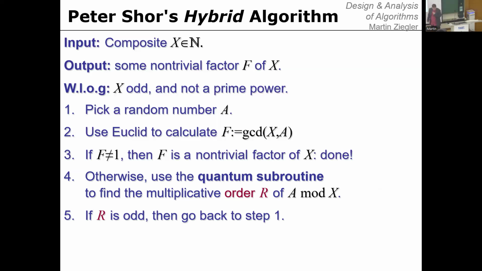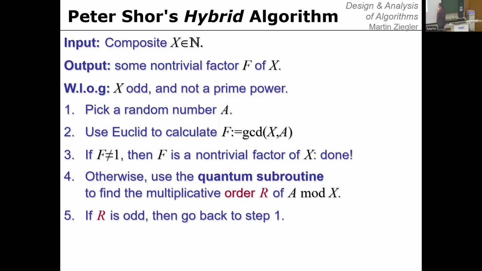There should be a formula explaining the order. It will come later. Okay. So if this order is odd, then we're out of luck and we go back to step 1 and pick another random number. That's bad luck because then we haven't found a non-trivial factor. And then there's some number theory and probability theory that says this won't happen too often. Also observe that step number 4 will use the quantum subroutine in a way that I'm going to explain on the next slide. So this is why it's a hybrid algorithm.